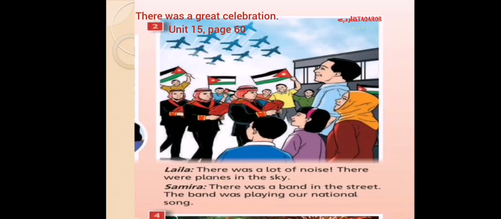Now let's explain the second picture. There was a lot of noise. There were planes in the sky. There was a band in the street. The band was playing our national song. In this picture we can see planes and a band. There were planes in the sky.